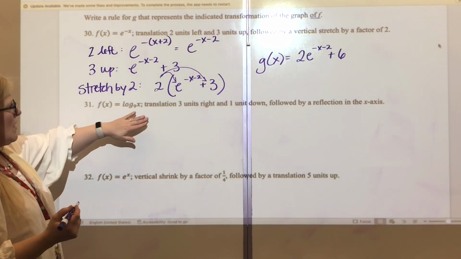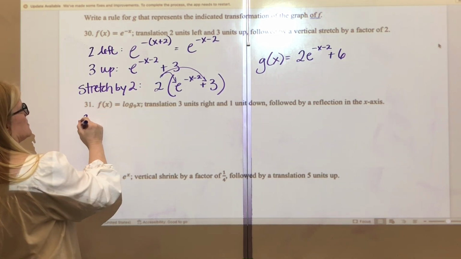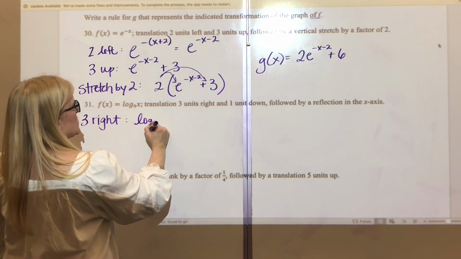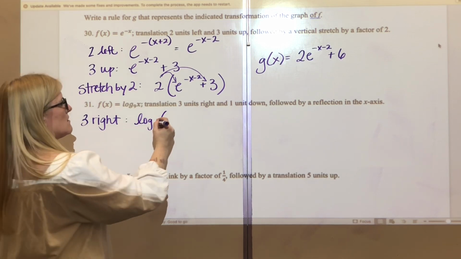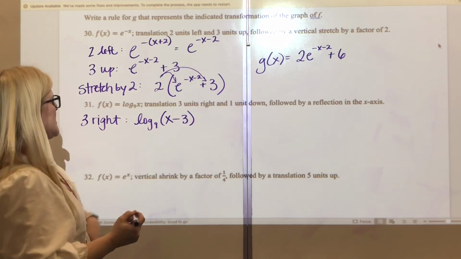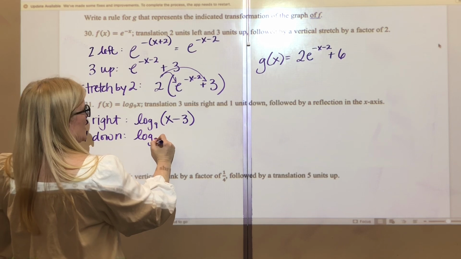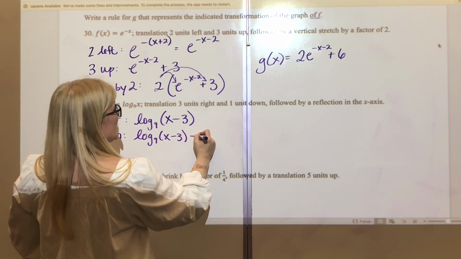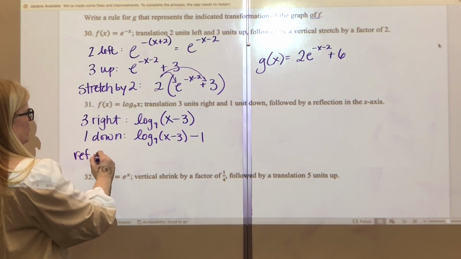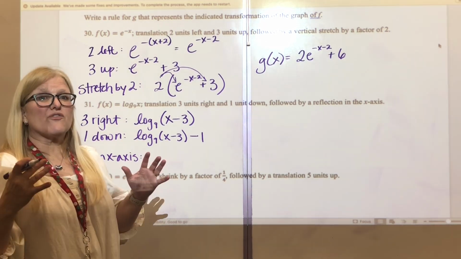Okay. Logarithm, log base 9 of x. We want a translation 3 units to the right. That is going to be log base 9 in parentheses x minus 3. Okay, 1 unit down. Log base 9, x minus 3, minus 1. And then followed by a reflection in the x-axis. Reflection in x-axis. Okay, I'm going to put a negative in front of the whole function.